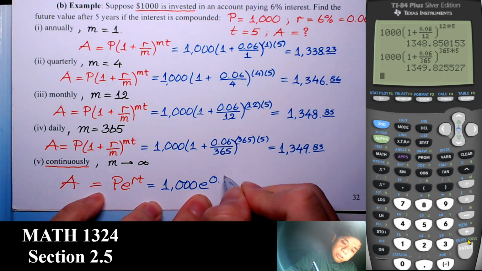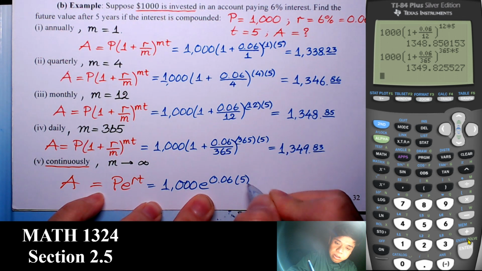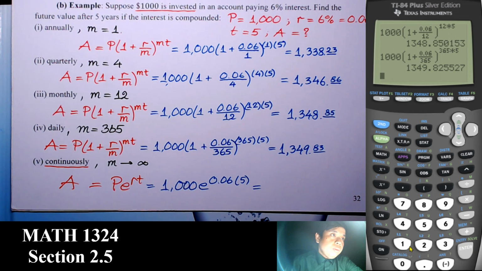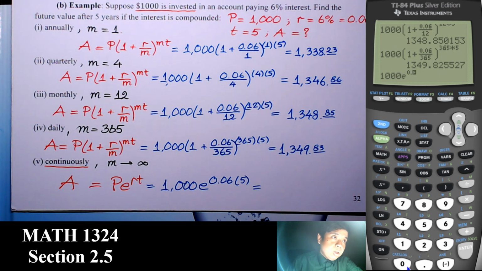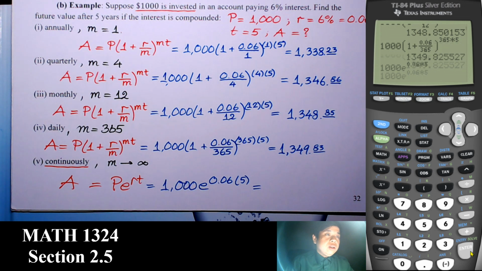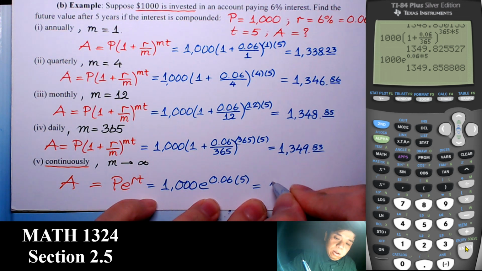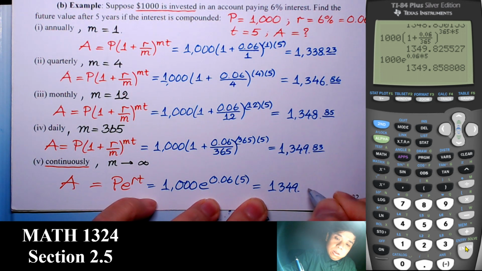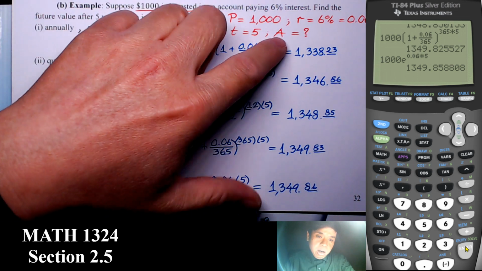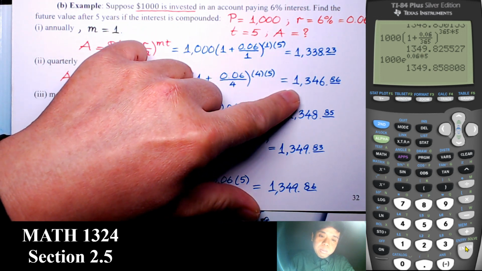The rate, times 5 years, so 1000 times e to the power of 0.06 times 5. So that gives us 1,349.86. Right. So you see that the more periods it is compounded, the more money we generate.